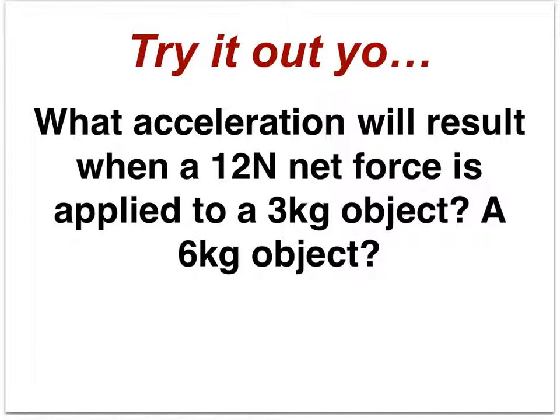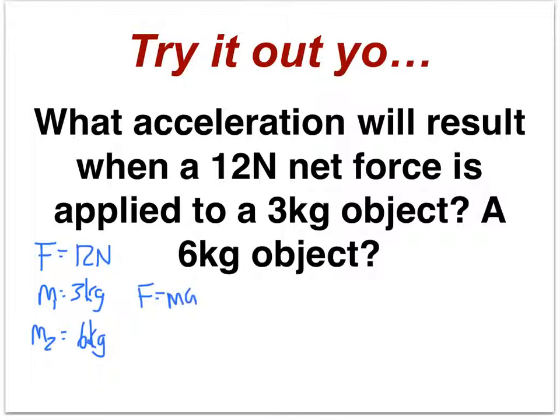So let's try this one out. What acceleration will result when 12 newtons of net force is applied to a 3 kilogram object? What about a 6 kilogram object? Well, let's list out our variables. We have a net force of 12 newtons. We have a mass of 3 kilograms. Let's say mass 1. We have mass 2 of 6 kilograms. My formula is F equals ma.